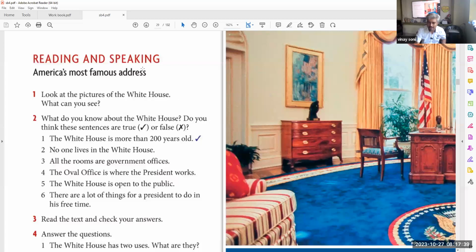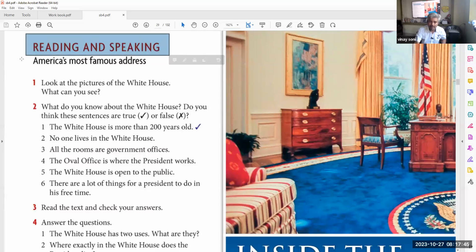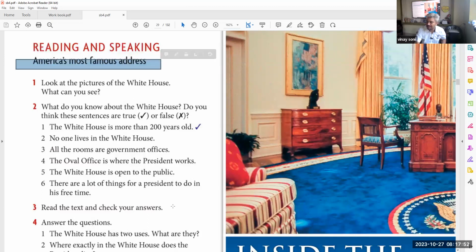So we want to learn something more. Read and speak, reading and speaking. America, we will read and speak, okay? America's most famous address. Do you understand all the words? America's most famous address. Yes.